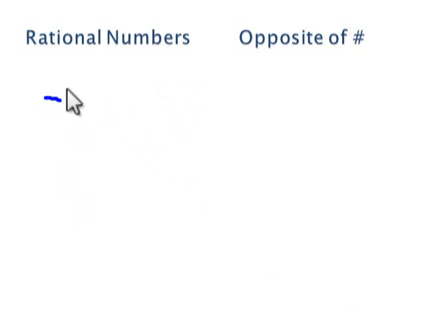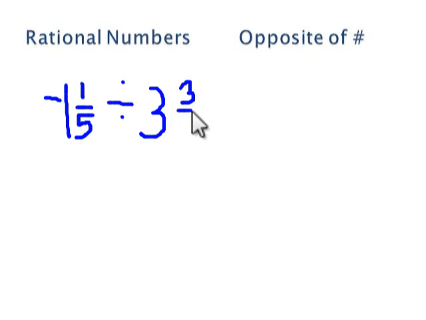That's okay. Negative 1 1/5. I'm just going to change the problem. Sorry about that. Divided by 3, and let's go with 3/10. Okay, so now we're back to the right thing.